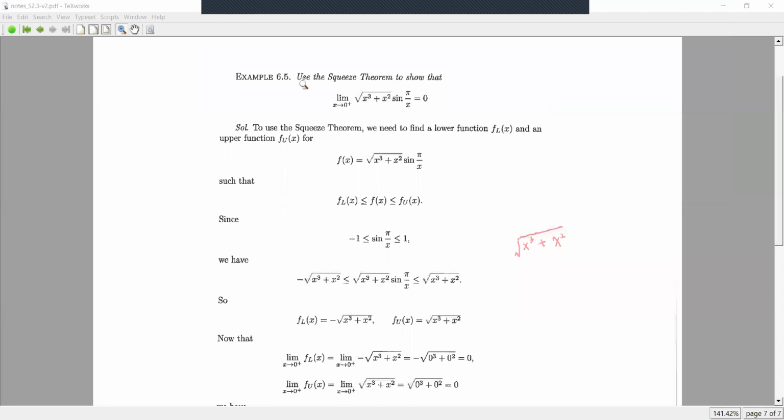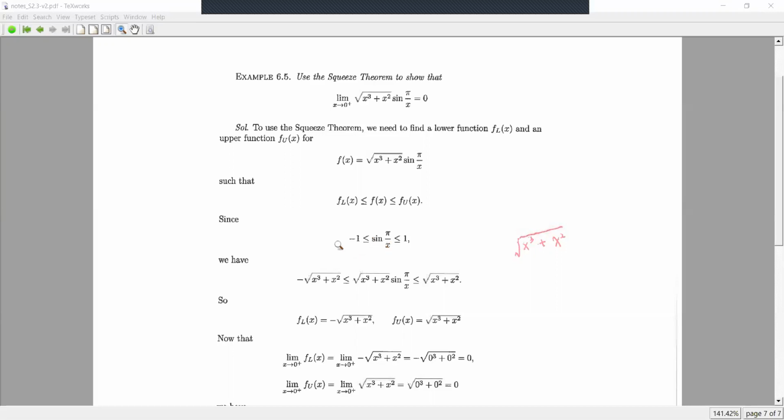Example 2. Use the squeeze theorem to show that as x approaches 0 from the right side, this function will approach 0. To use the squeeze theorem, we need to find a lower function and an upper function for the function f. Because sine of anything is always between -1 and +1, we have these two inequalities.